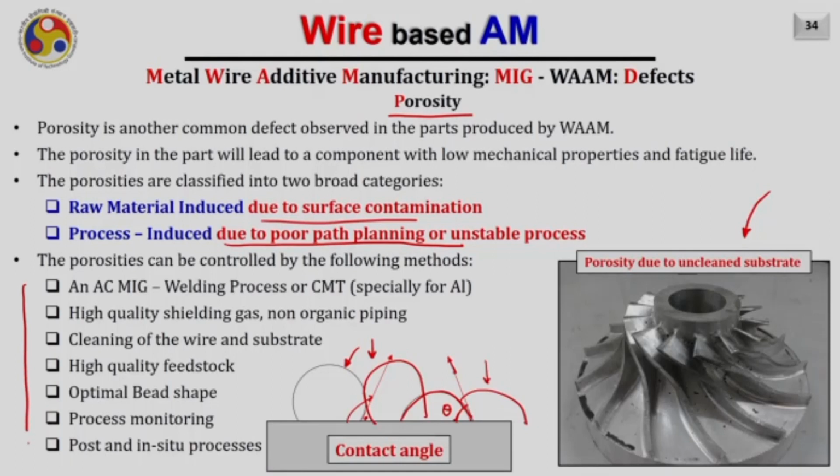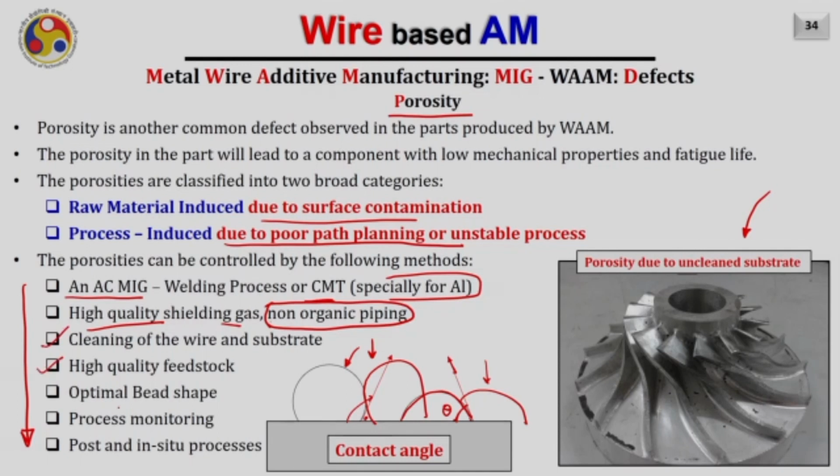So there are a few ways of eliminating or controlling the porosities in WAAM. First is an AC MIG welding process or cold metal transfer, particularly for aluminum, should be used to eliminate the issues related to porosity. Use high quality shielding gas and use only non-organic piping for feeding the wire through. If the pipings are organic, definitely during the high temperature, these compounds will escape by creating some gas and leave the porosity behind. We should prefer to use a high quality feedstock.